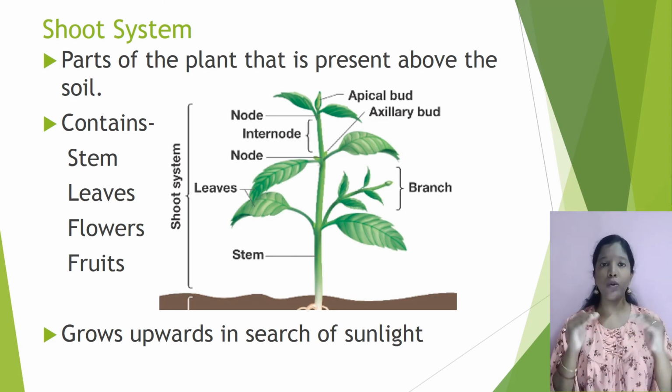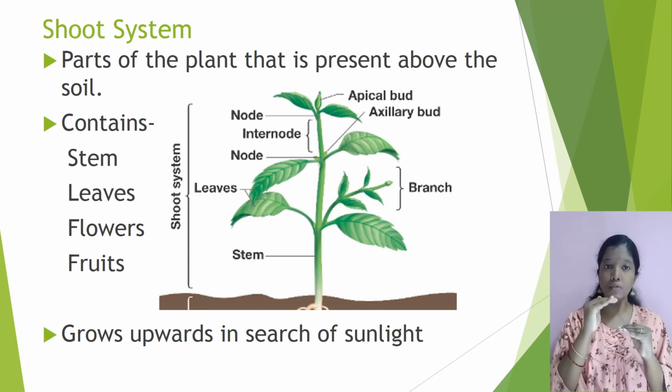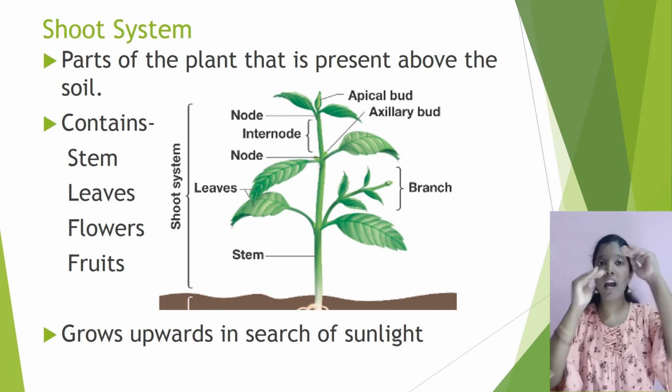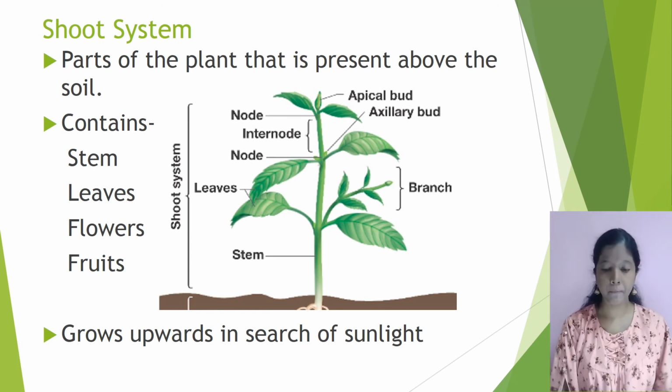So if there are two plants growing next to each other, one will grow taller. When this grows taller, it covers the other plant, so there is less sunlight falling. This one will grow taller. The same thing will happen. So these plants have a competition for getting more and more sunlight.